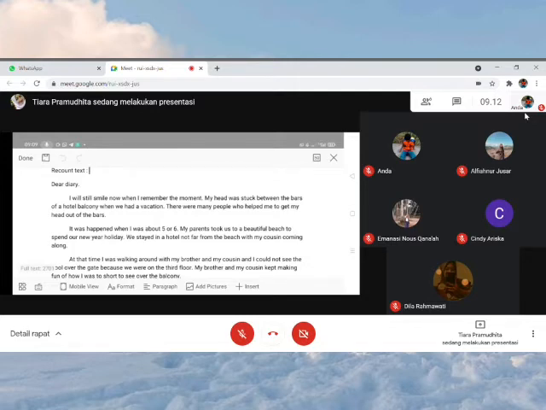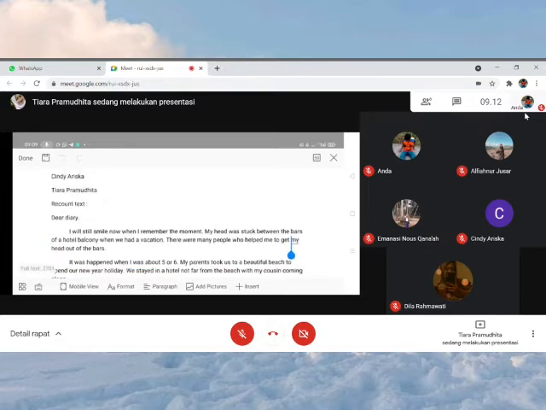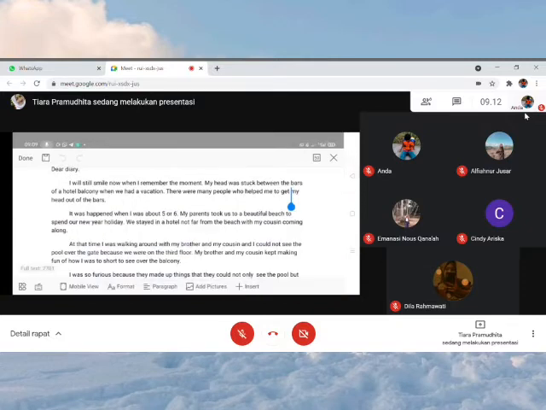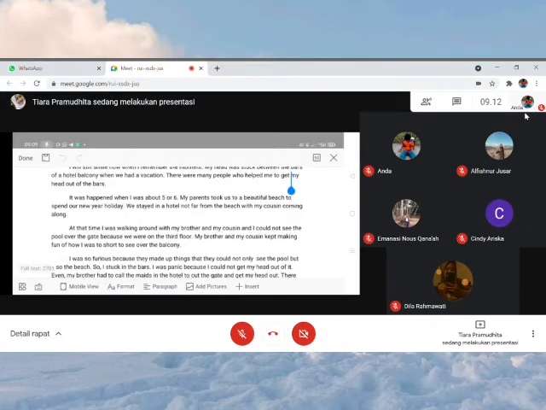Ini adalah bagian dari orientation dari recount text. Selanjutnya adalah bagian dari events. Dimulai dari it happened when I was about 5 or 6. My parents took us to a beautiful beach to spend our New Year holiday. We stayed in a hotel not far from the beach with my cousin coming along.